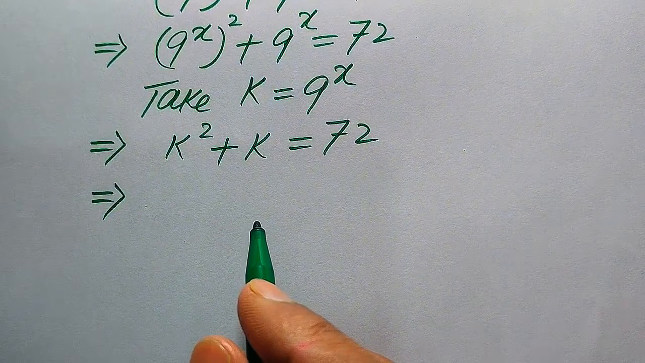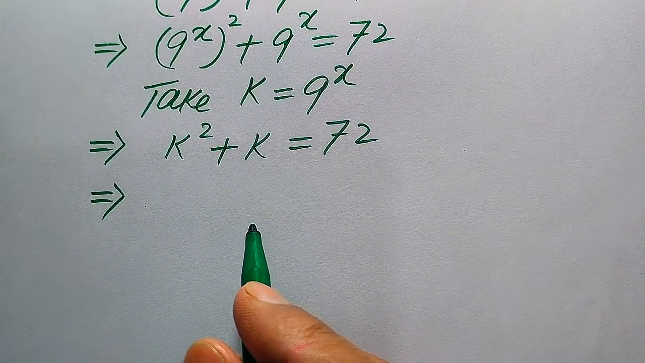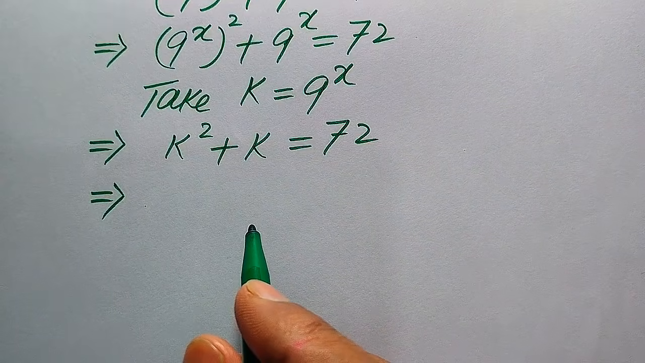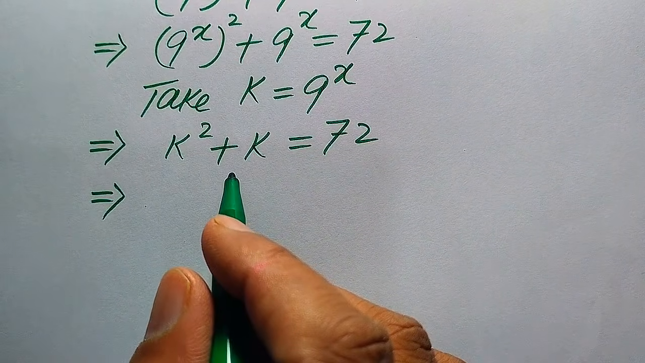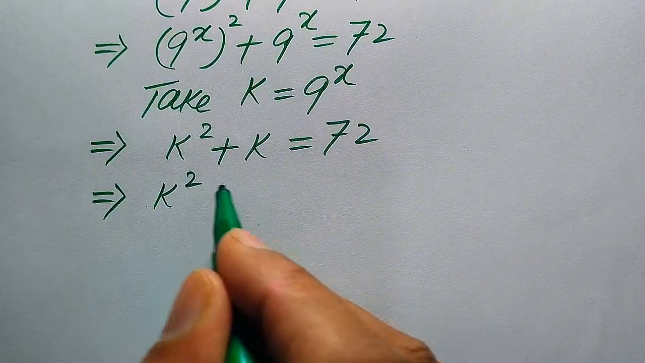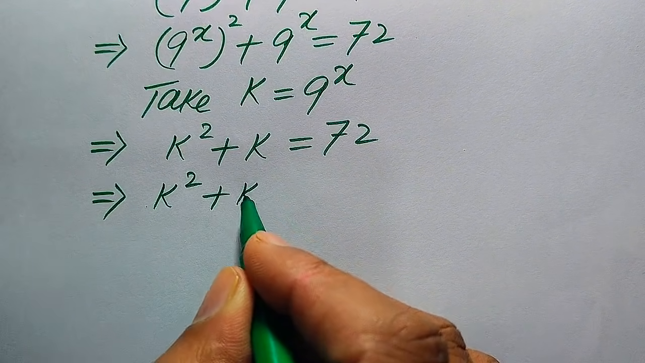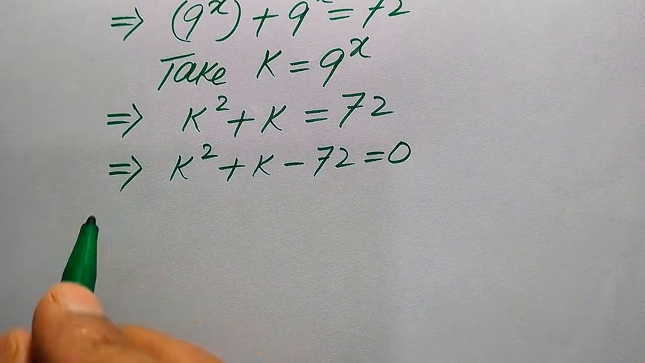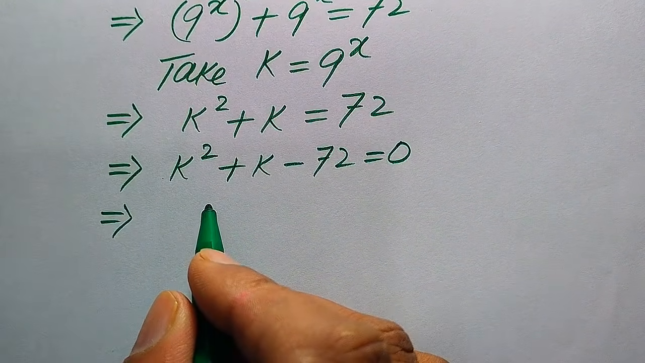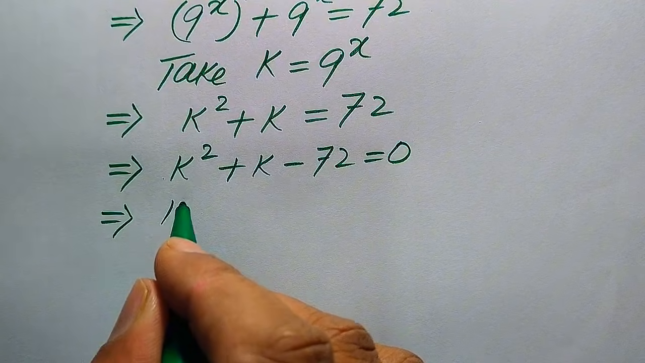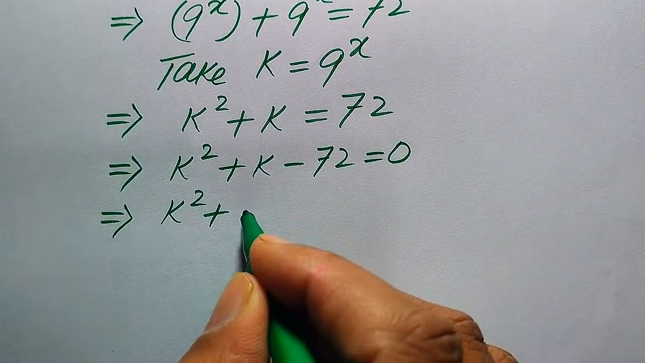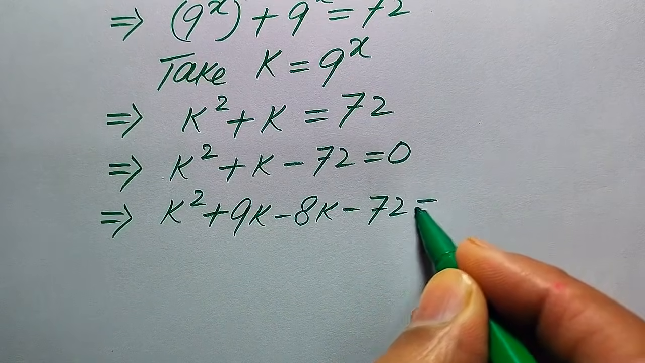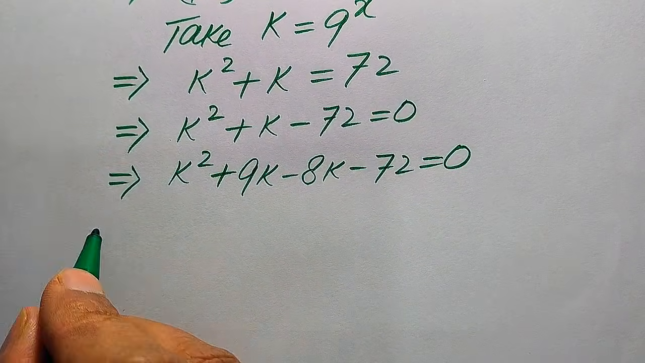Here we know there are three methods to solve the quadratic equation. The first method is the factorization method, the second one is the completing square method, and the third one is by applying the quadratic formula. Here we break its middle term to make the factors of this equation. But first we move 72 to the left hand side and it becomes minus 72, and this whole equation is equal to 0. And now in the next step we break its middle term and it will be written as k squared plus 9k minus 8k minus 72, and this whole equation is equal to 0.